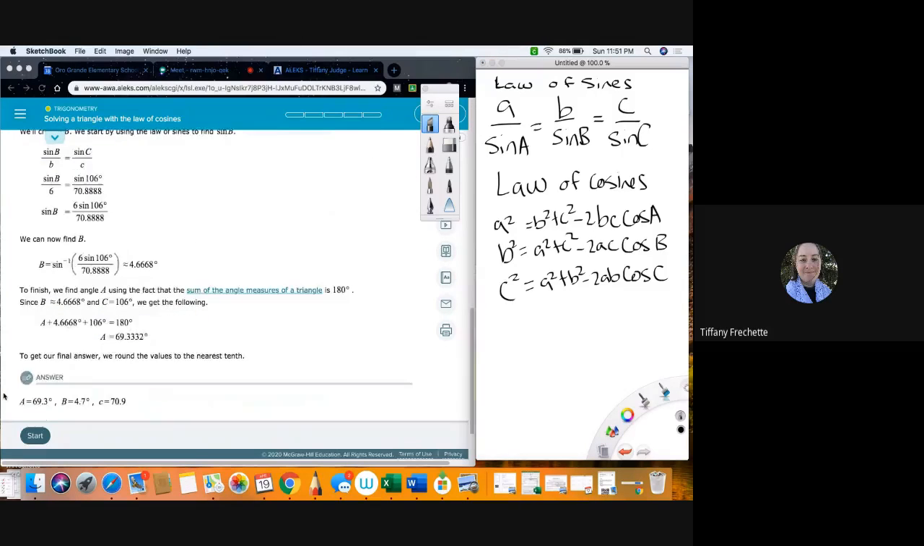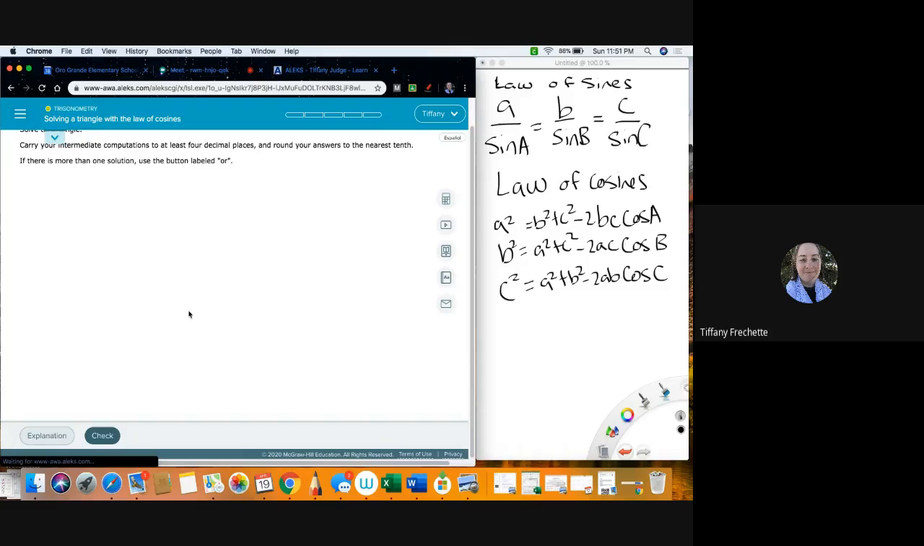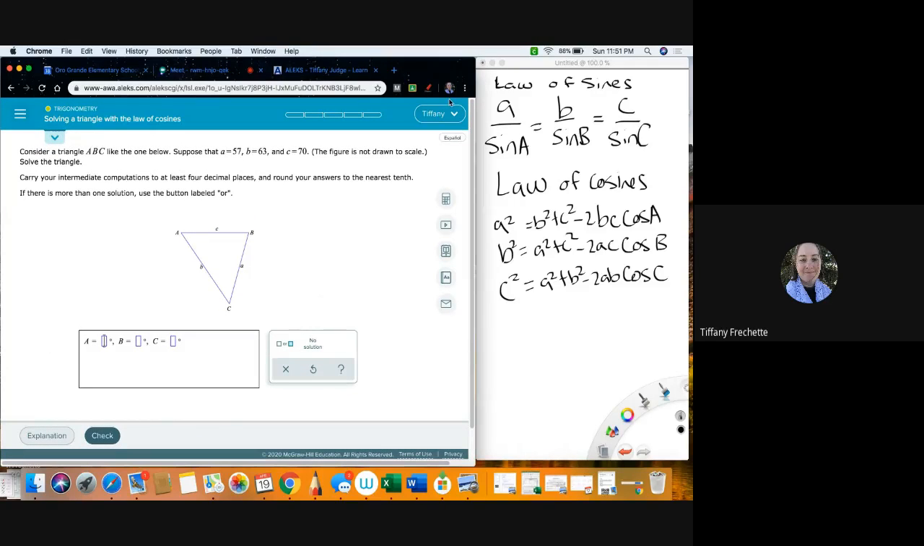So I'm going to go ahead and start this so that we can test one of these out. I'm going to turn my pen on this side. Okay, so let's go ahead and label the triangle here. So side A is 57, side B is 63, and side C is 70. So I'm given all the sides, and they want me to solve all the angles. So we're going to go through this a couple of times. It's going to take us just a minute here to get through this.